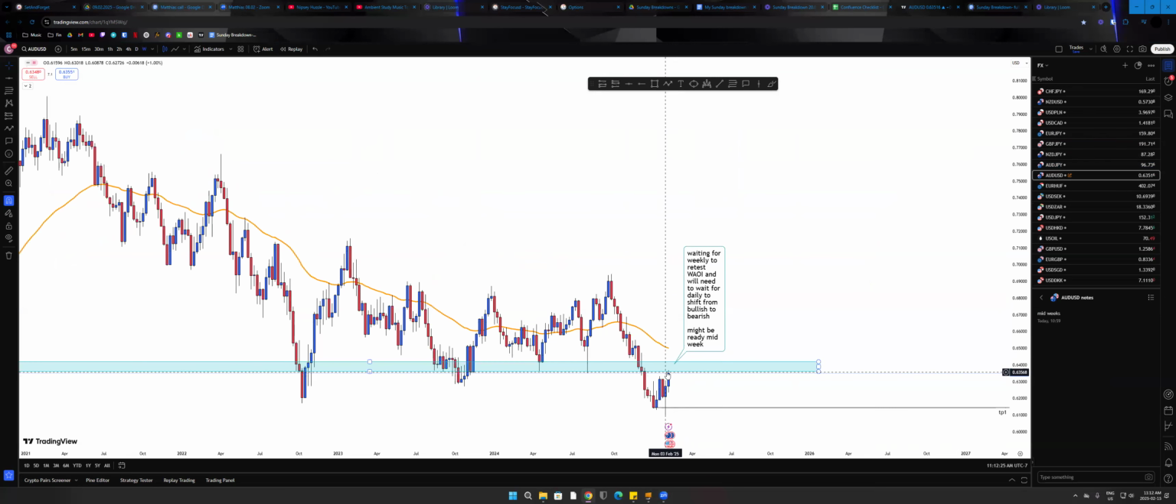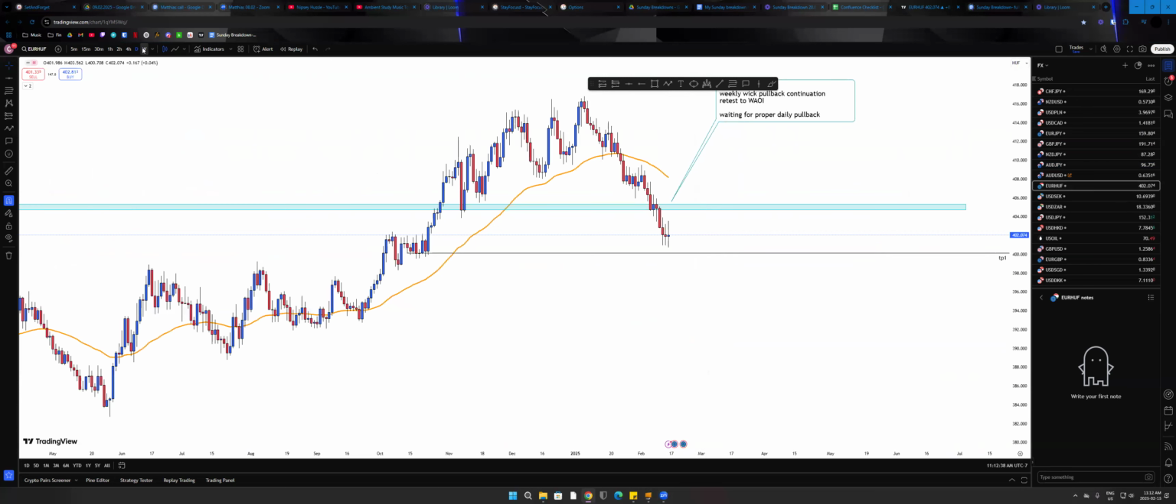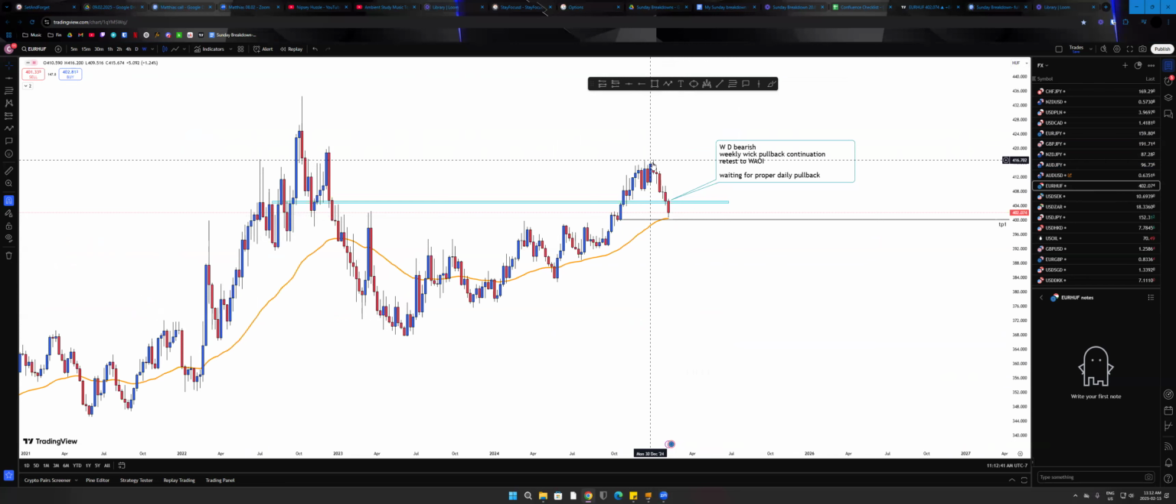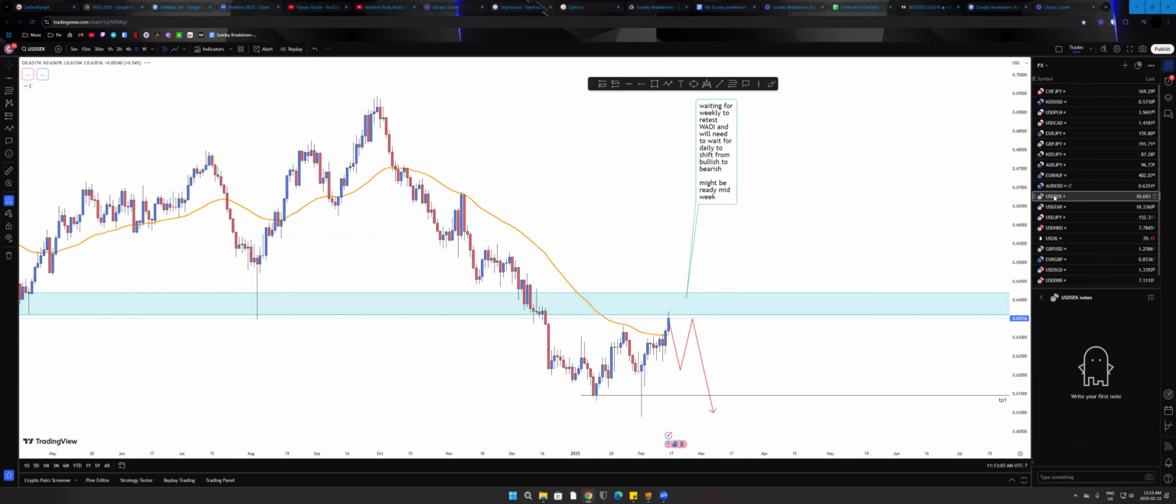AUDUSD. So we've pulled back to the weekly area of interest. First, our weekly is bearish. Daily needs to shift, so that's why we're looking at that. Weekly is bearish, we're at a lower low. Daily is also bearish at a lower low. This needs a proper daily pullback, and then when we have a proper daily pullback, we can look. So this is actually better than this because we need the shift on here.